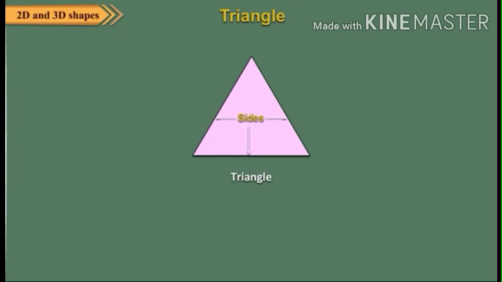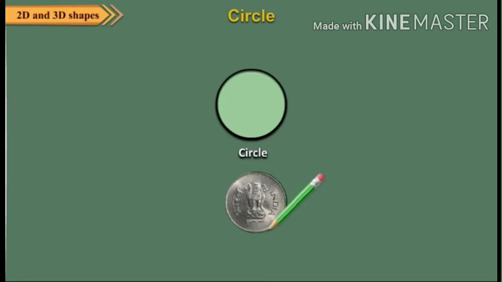Triangle. A triangle has three sides. It has three vertices or corners. Circle. A circle has no vertex. It is a closed loop. It can be traced with a 1 rupee coin, carom coins, etc.